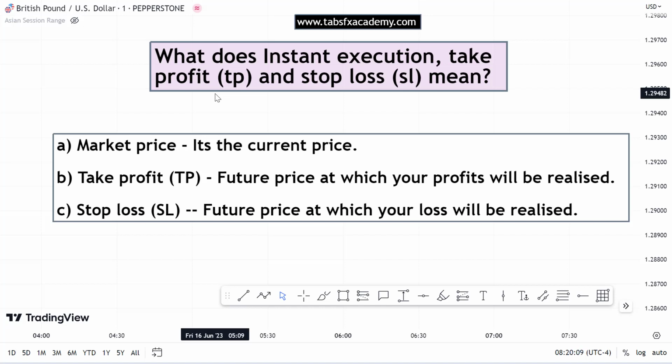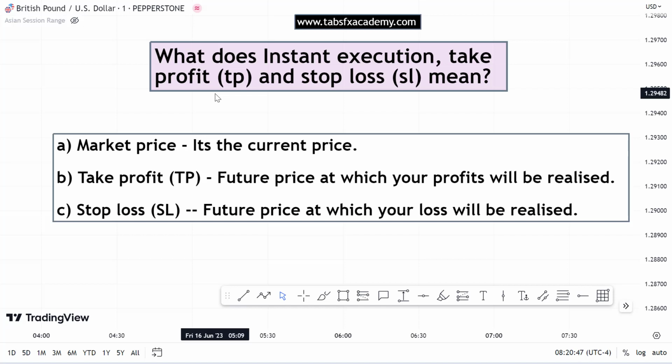And then stop loss is simply a future price at which your floating loss will be realized. In other words, in case your trade is running and you are in negatives, that negative value at that moment is called a floating loss. And when that price has been reached, your trade will be stopped, and that loss is realized. In other words, your current balance will reduce by that amount. That's what stop loss means.